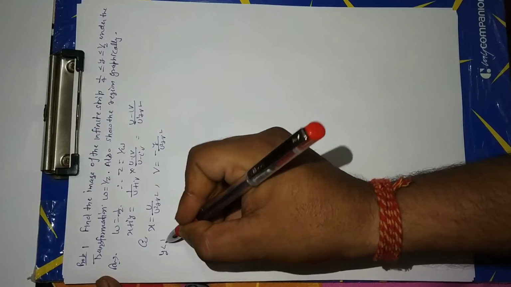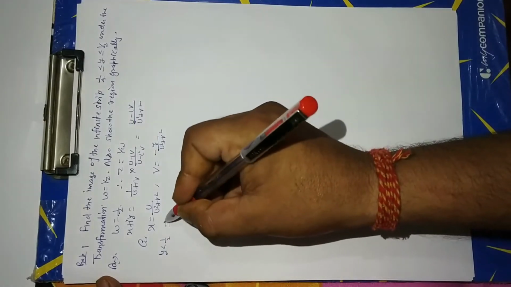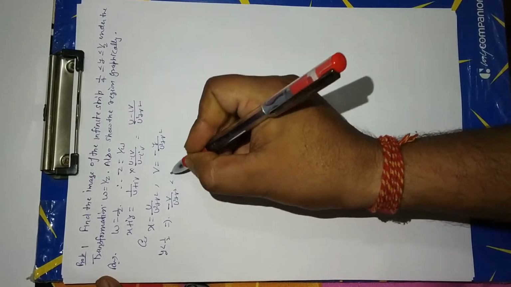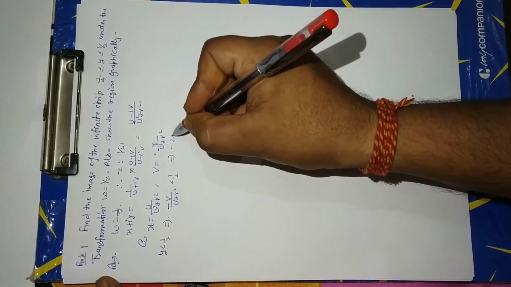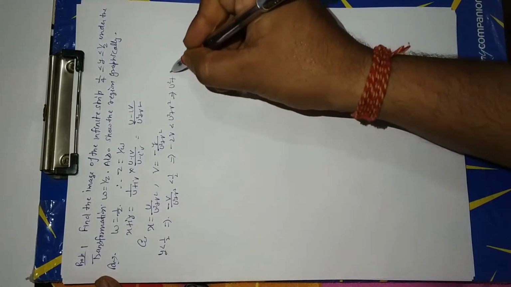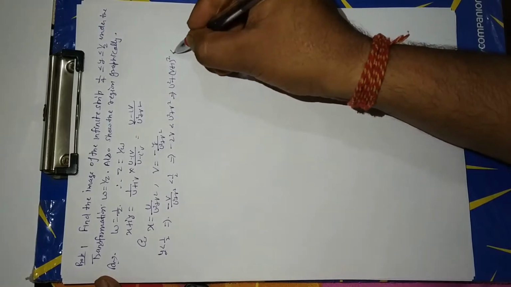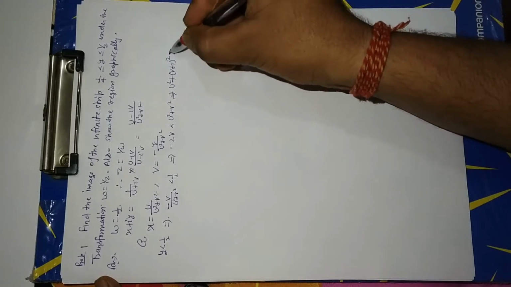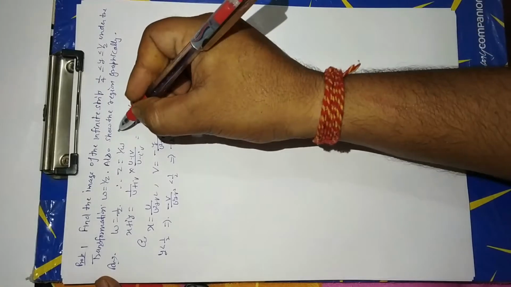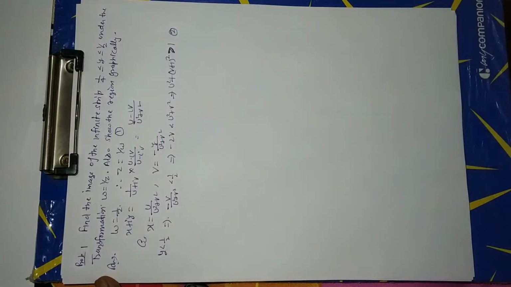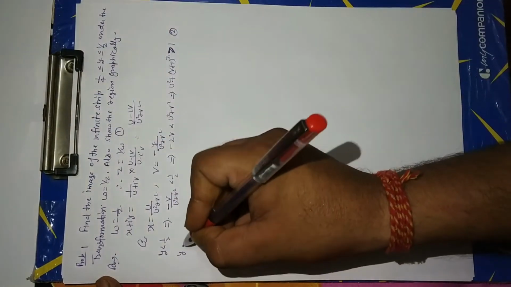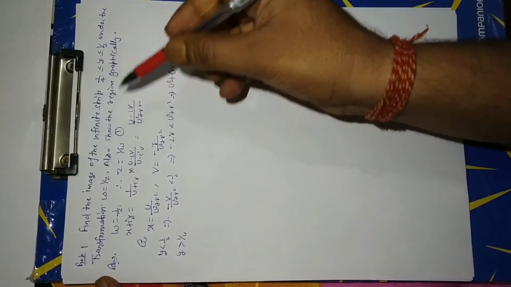If y less than 1 upon 2, this implies minus v upon u square plus v square less than 1 upon 2, which implies minus 2v less than u square plus v square. Therefore u square plus v plus 1 whole square greater than 1. This is represented by equation number first. Now second condition, y greater than 1 upon 4, this is given in the question.